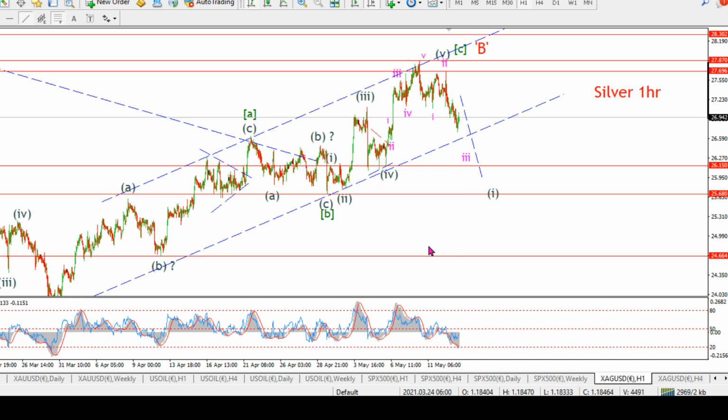So I'm not convinced just yet whether we've turned into wave C. I'll definitely allow for that. Maybe there's some sort of declining wedge or a series of 1-2s building here. I can't really elaborate on that at the moment.